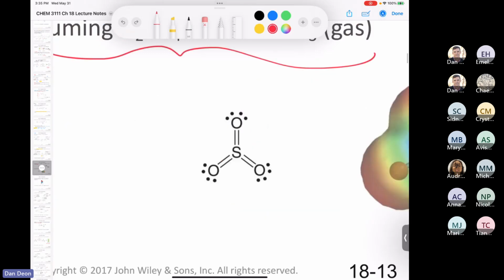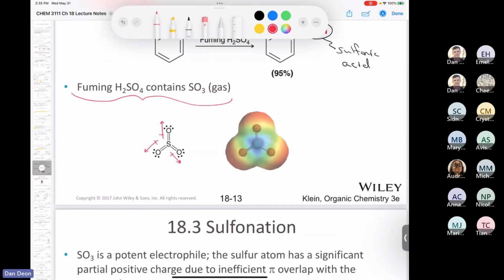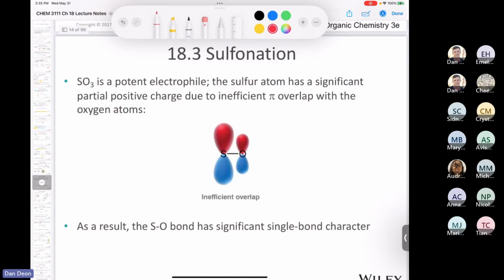If you think about the Lewis structure of SO3, we've got a dipole going this way, and this way. So you can imagine that sulfur is super duper electrophilic. That means if you put this thing in the presence of an aromatic ring, the ring is going to want to do a nucleophilic attack like crazy on this thing. It even says here in my notes, SO3 is a potent electrophile.